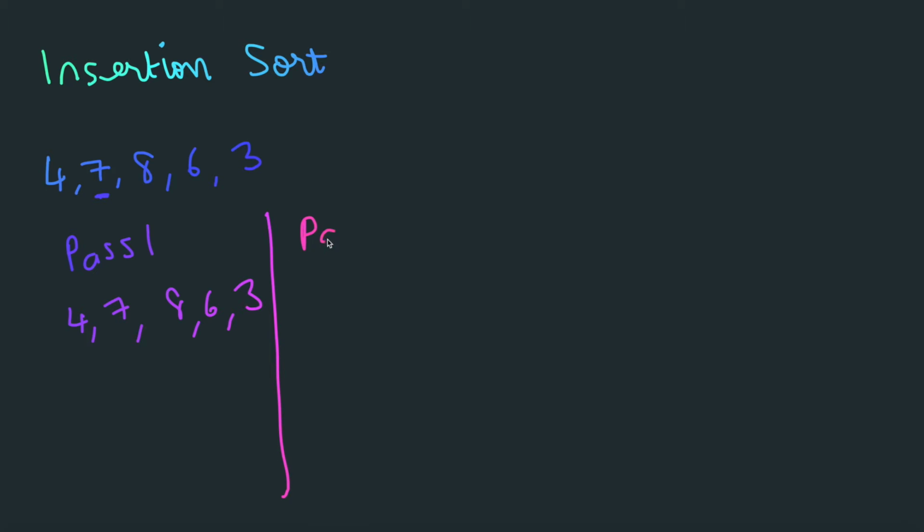In pass 2, you pick the third element in the hand of cards, and you insert it at its proper position in the already sorted portion, which is 4 and 7. The way you do it is you compare 8 with 7. 8 is greater than 7 anyway, so 8 is already in its proper position. So even in pass 2, the hand of cards remains as it is, right?